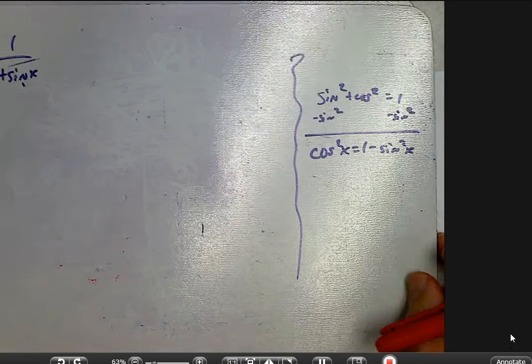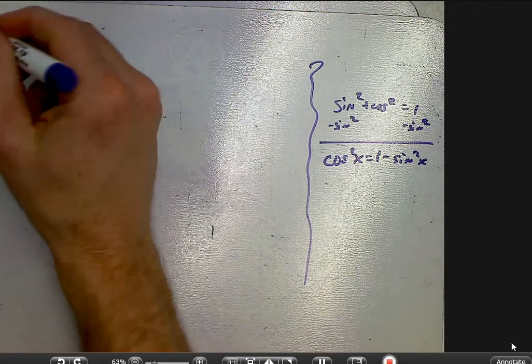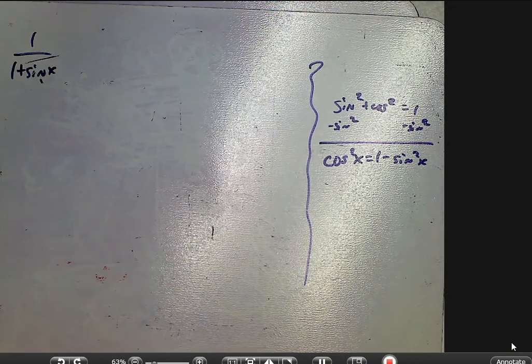Okay? For our next example, we're going to go into example number 6. Example 6 says that 1 over 1 plus sine of x, and it wants us to write this without a fraction.